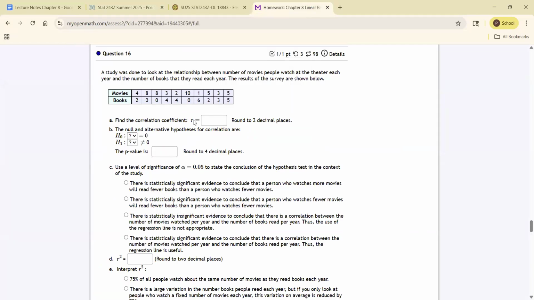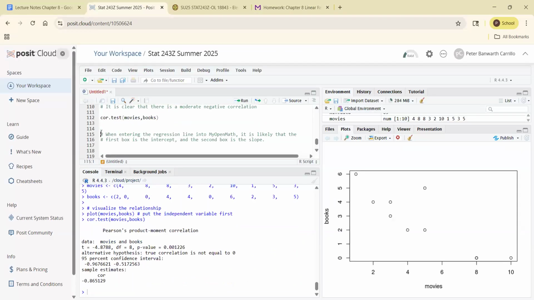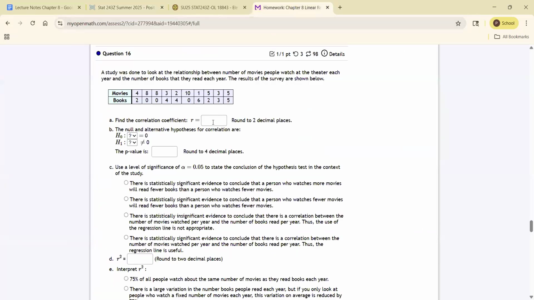Now we can start the question. They want to know the correlation coefficient for this sample, R. And our correlation coefficient is negative 0.865. Like we said, it's a pretty strong or moderately strong negative correlation. And they just want two decimal places, so let's do negative 0.87.